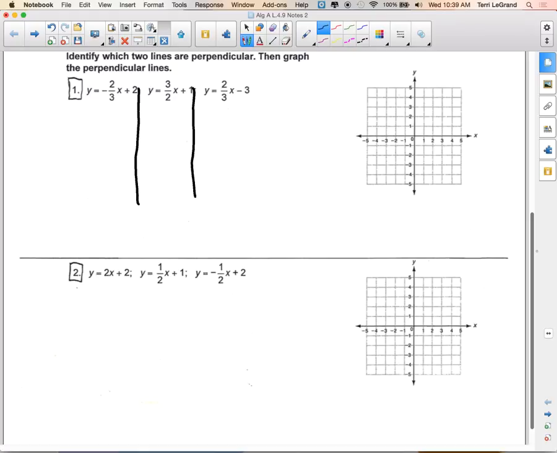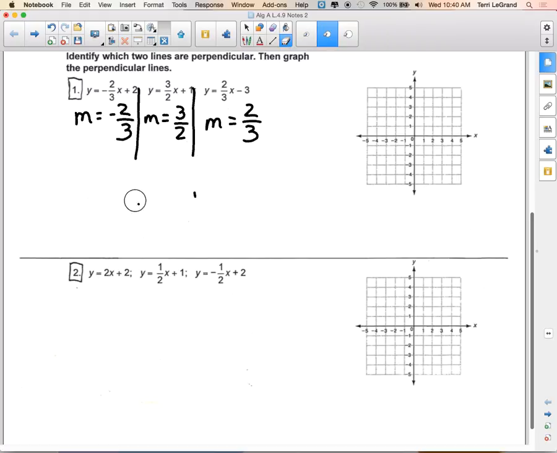Okay, today for this part right here, we only have to worry about their slopes. So what's the slope of our first equation? -2/3. What's the slope of our second equation? 3/2. The last one's a -2/3? Wait, no, positive 2/3. Okay. So again, for this part right now, for us to decide which ones are perpendicular, all we care about is what are their slopes.